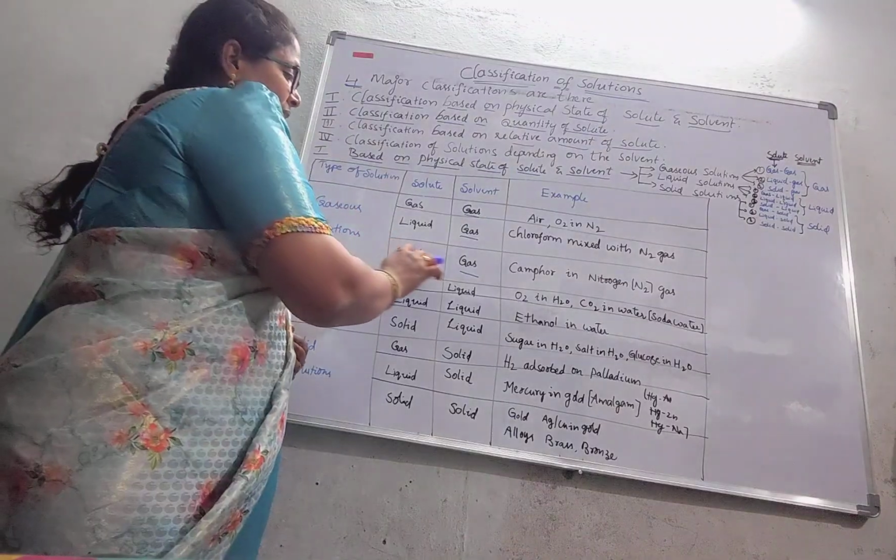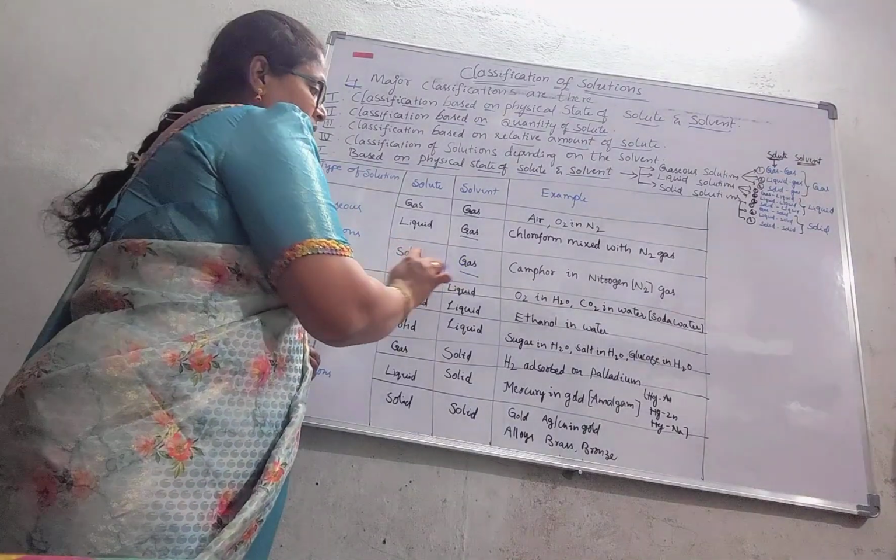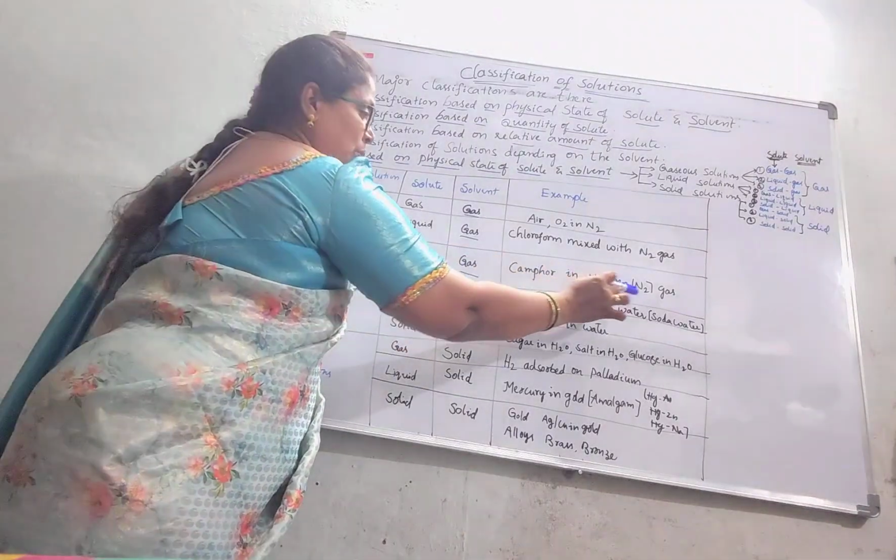Then solid in gas type. Solid in gas type, here camphor in N2 gas.